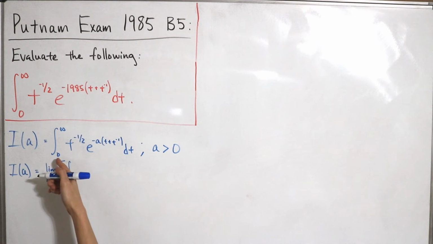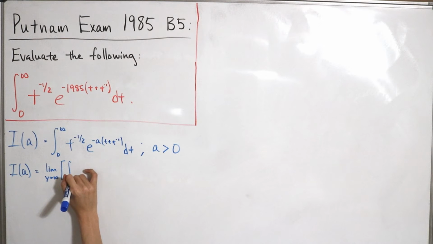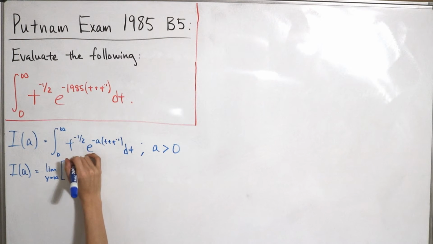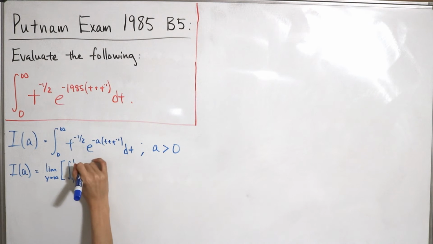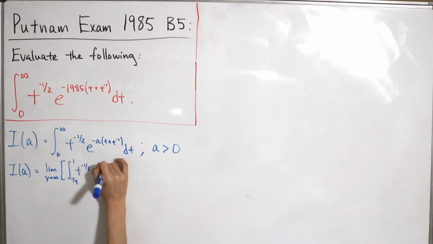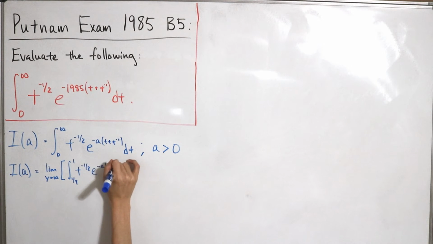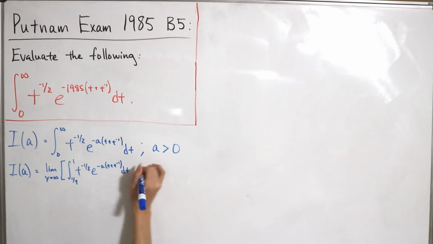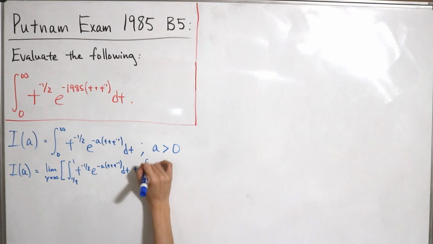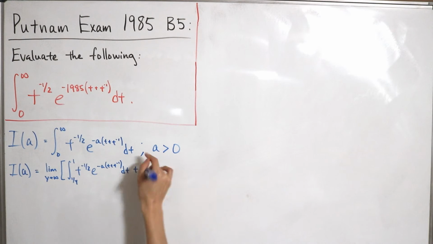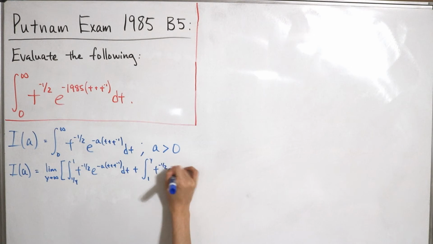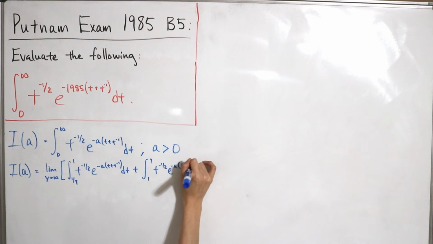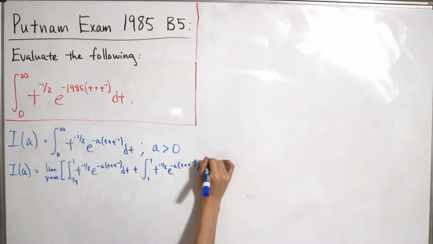So as this approaches 0, I'm going to write this as 1 over y, and then we'll break this up from 1 over y to 1 of the same integrand listed above: e to the power negative a, t plus t inverse, dt. Then we're going to add the rest of the way, from 1 to y, of that same integrand as well. It's supposed to be t to the negative 1/2, and e to the negative a, t plus t inverse, dt, and then we just close this off.